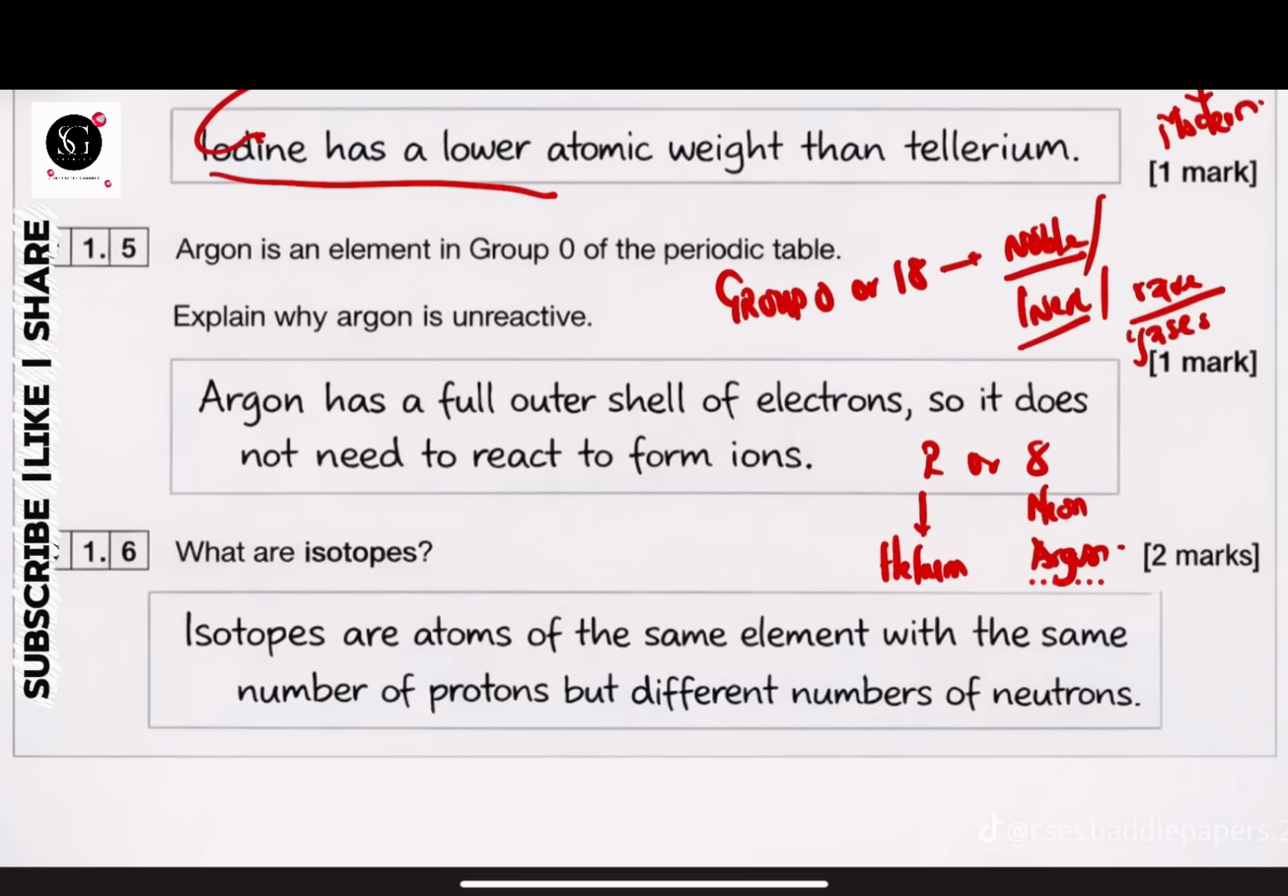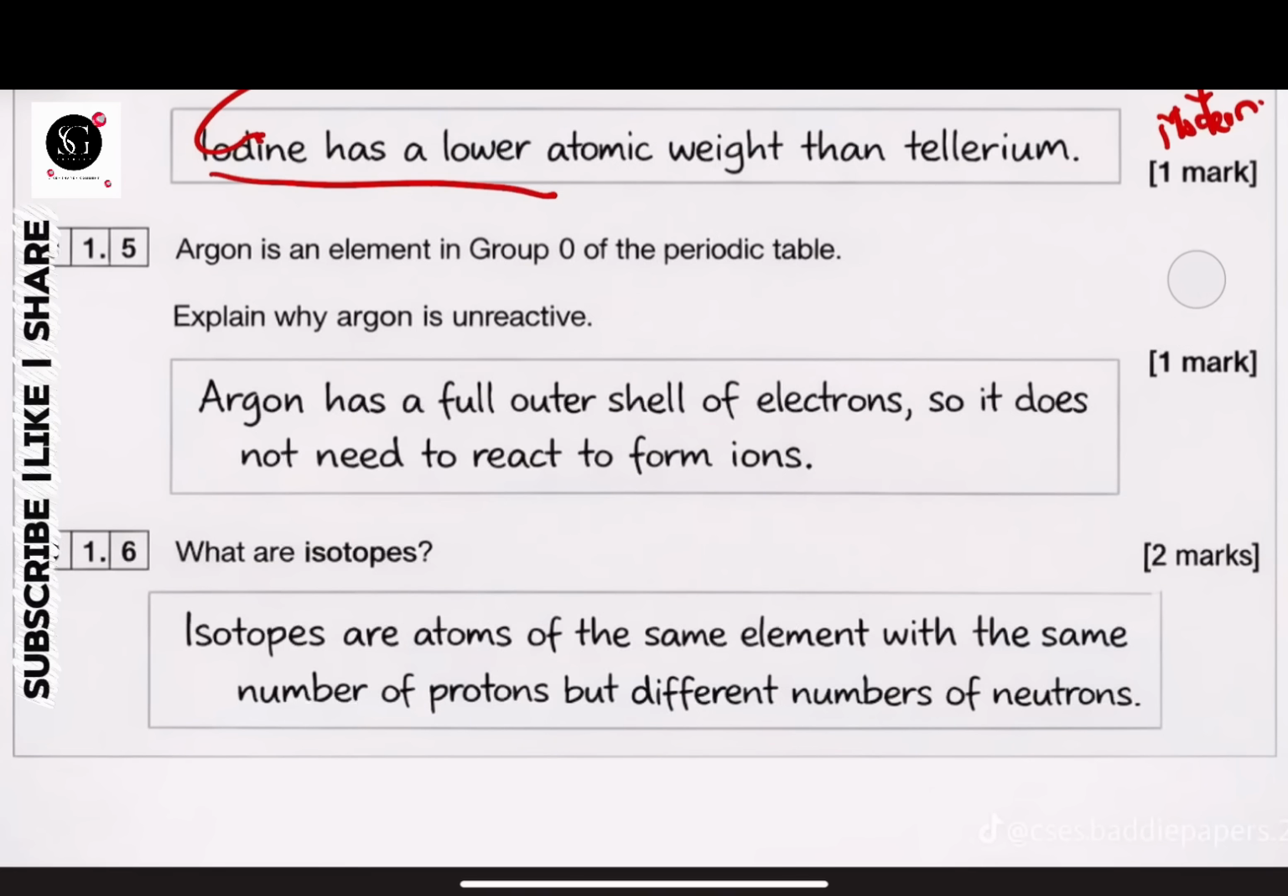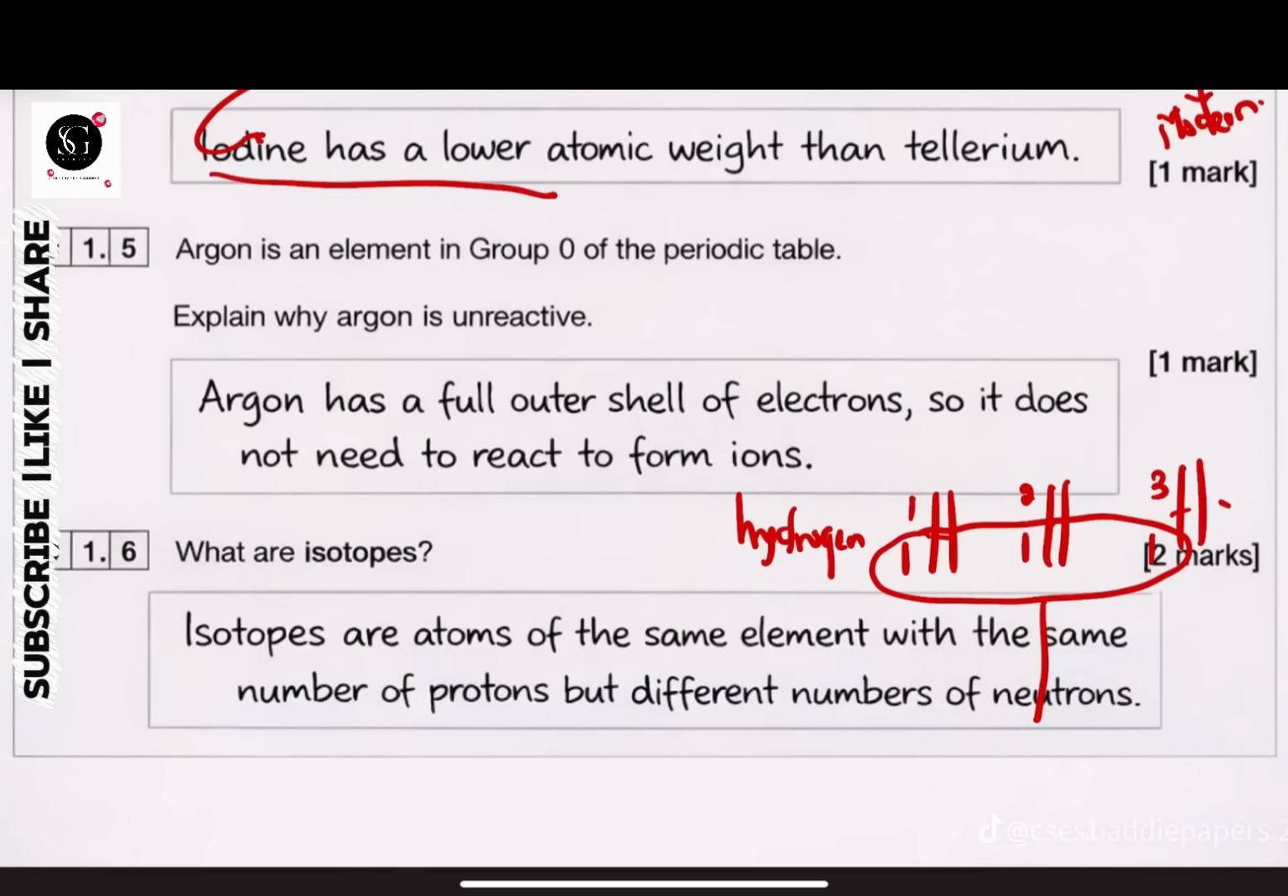The next question is isotopes. What are isotopes? Isotopes are elements with the same atomic number but different mass number. In other words, you can say they have the same number of protons but different number of neutrons. Let me explain the concept of isotopes. We have hydrogen, for example, 1 hydrogen, 2 hydrogen, and 3 hydrogen. So we can see that the lower one is always the number of protons. They are the same. This is the number of protons.